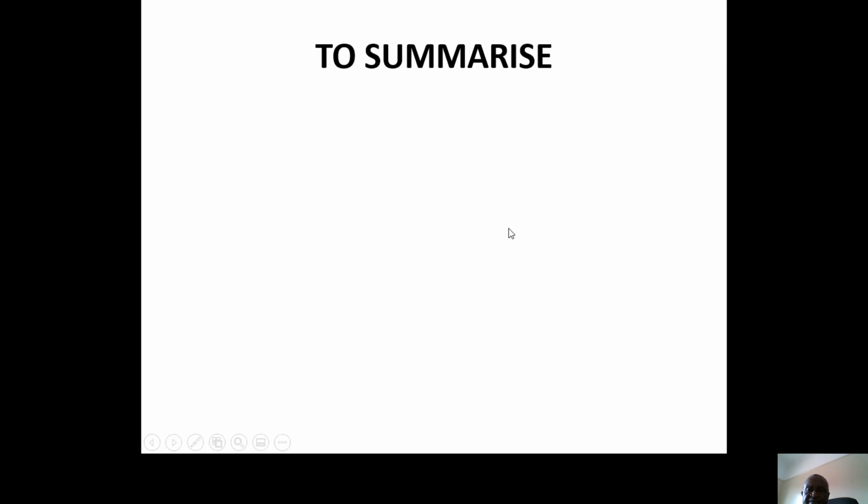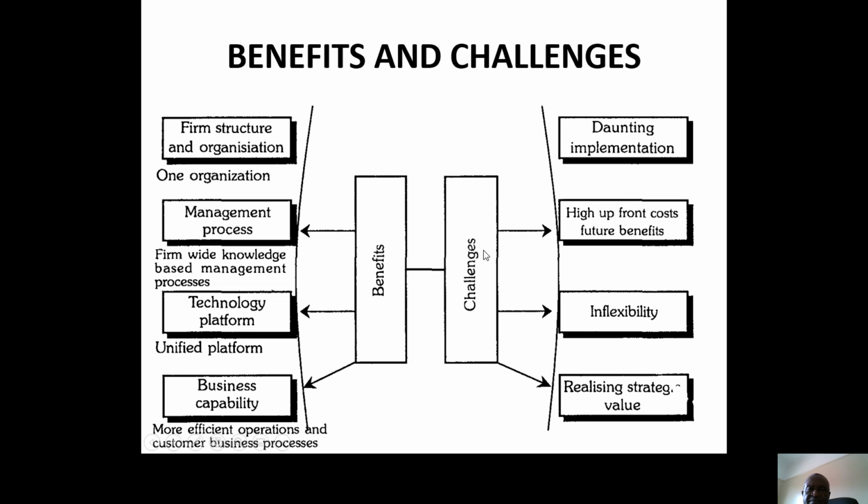Now, to summarize, let's look at this diagram. Right? We are saying there are benefits and we are saying there are challenges. It's more of a summary of what we have already covered. Right? I hope you have taken note of those benefits and those challenges. And it's up to you to make a decision whether this is a very useful system for your organization. And I will thank you very much.